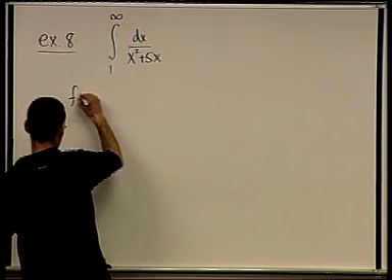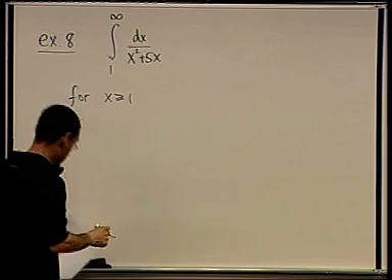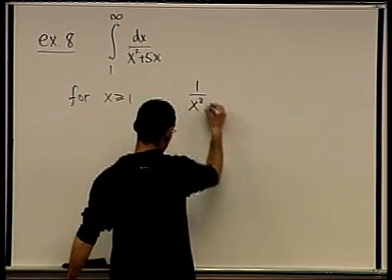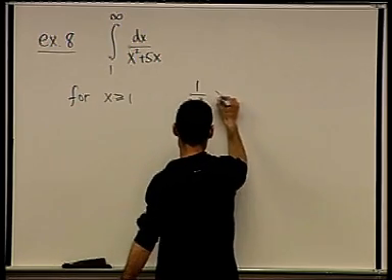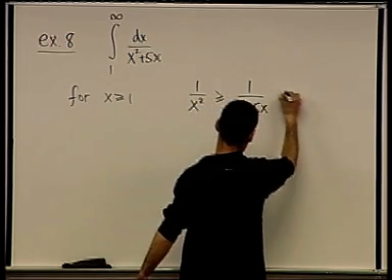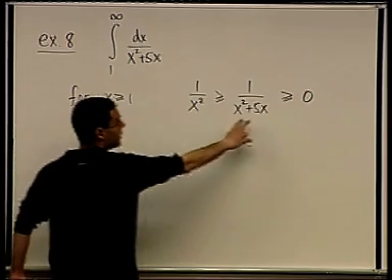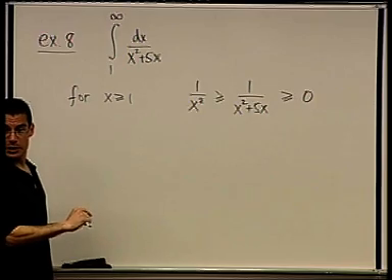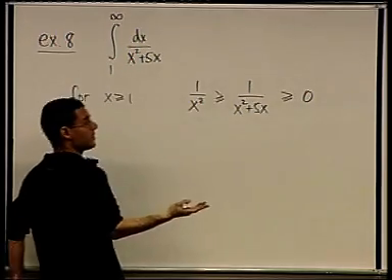So, for x greater than or equal to 1, those are the x's I'm dealing with, 1 over x squared is greater than or equal to 1 over x squared plus 5x, which in turn is greater than or equal to 0. Because here the denominator is bigger, so the fraction is smaller. Does everybody agree to this? Okay. So I'm in the setting of the comparison test.